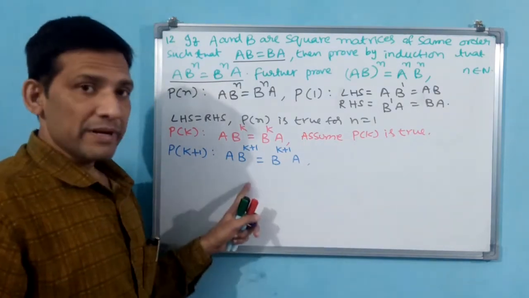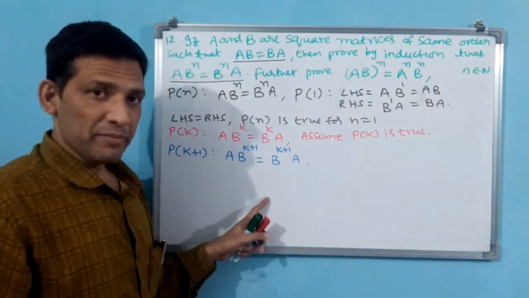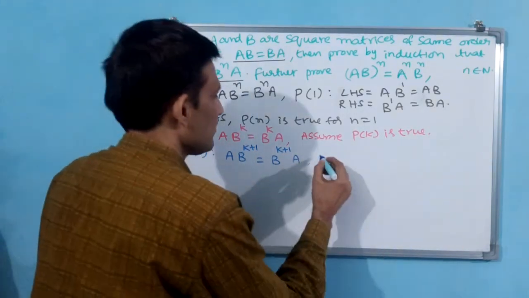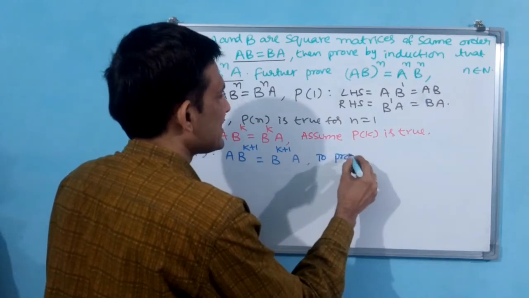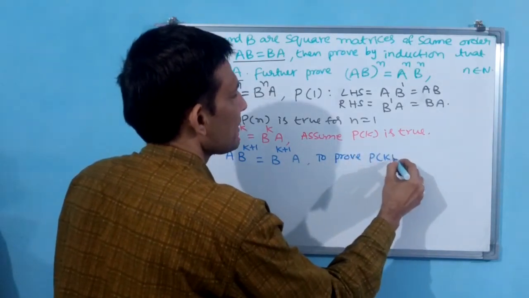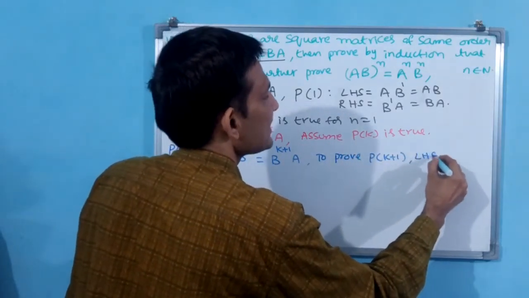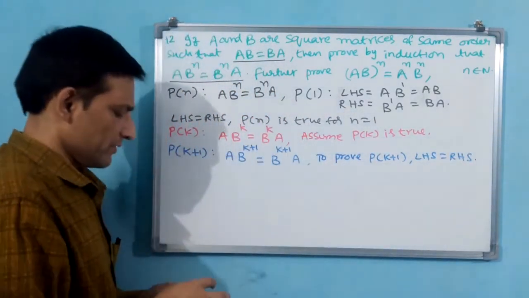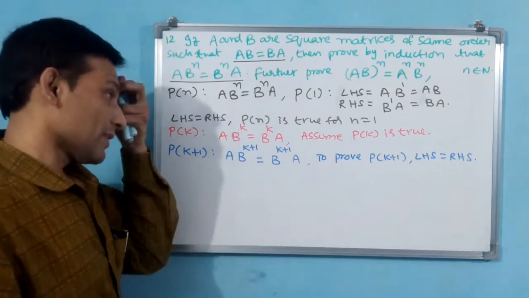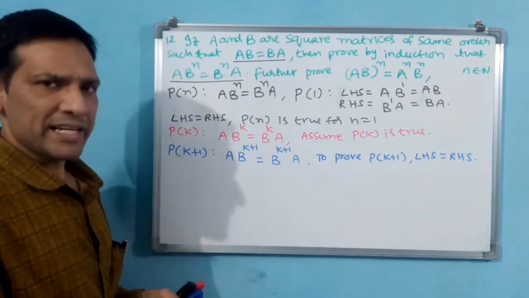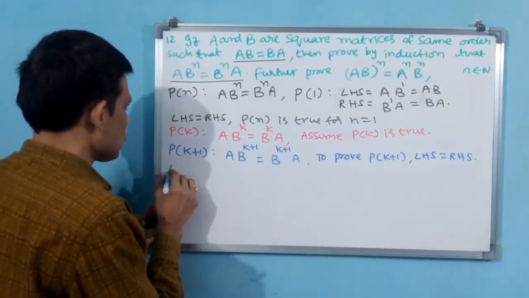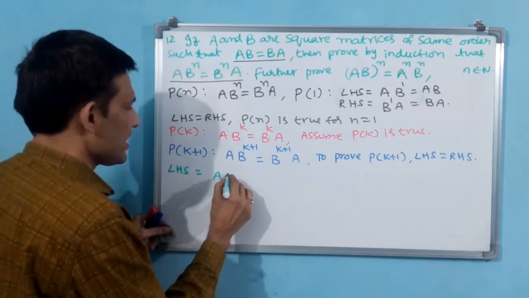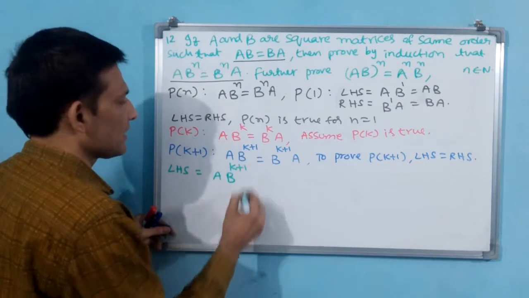See, this is the statement, but you have to prove this statement P(k+1). To prove P(k+1), LHS is equal to RHS. Write down: to prove P(k+1), LHS is equal to RHS. Let us take LHS. LHS is what? This one: AB power k+1.